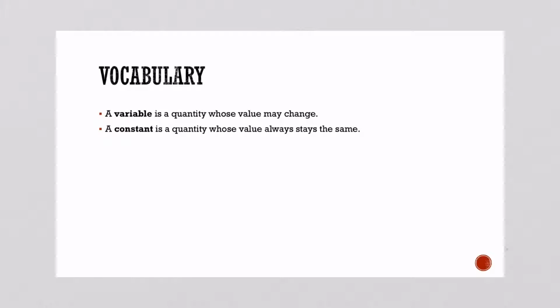Okay, so whenever I talk about a variable, it is a quantity whose value may change. A constant is a quantity whose value always stays the same. When we talk about variables, we typically use letters. X is a usual variable that we use, Y, Z, anything that we could use to mean something that could change. We could even use, in first grade, your teachers used to put boxes.